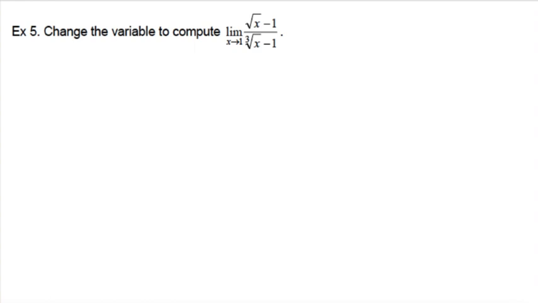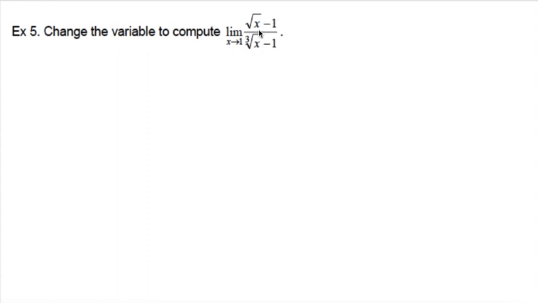To compute the limit as x approaches 1 of the square root of x minus 1 over the cubed root of x minus 1, if we try to use direct substitution, we're going to get the indeterminate form of 0 over 0. So we know that strategy is not going to work.